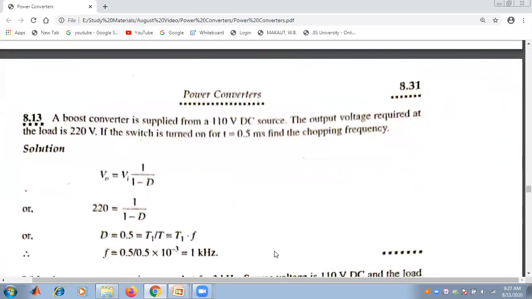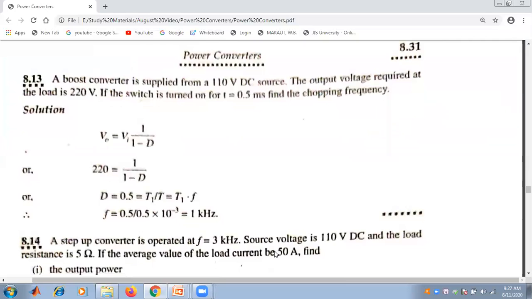Now we will see some numerical examples for the boost converter. A boost converter is supplied from a 110 volt DC source. The output voltage required at the load is 220 volt. If the switch is turned on for t equal to 0.5 millisecond, find the chopping frequency.